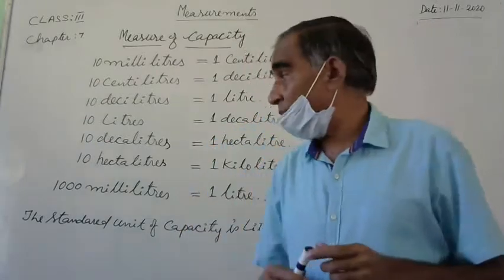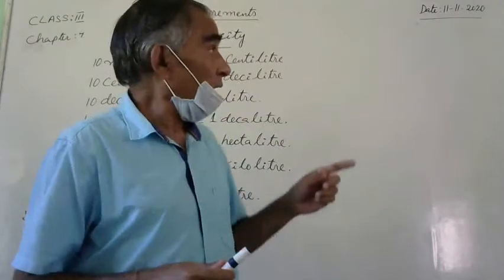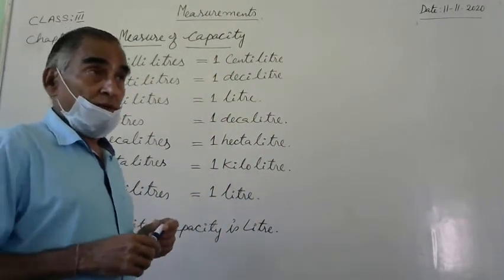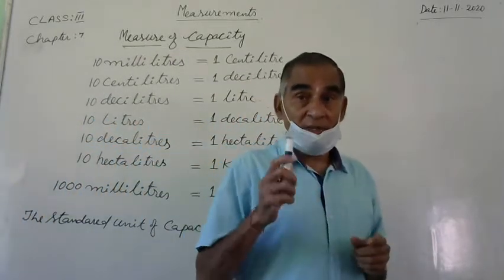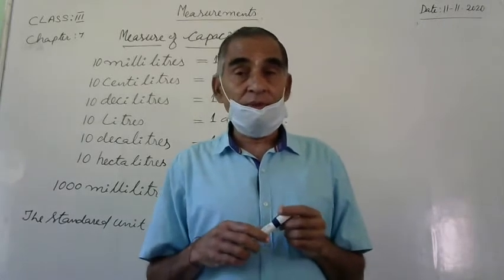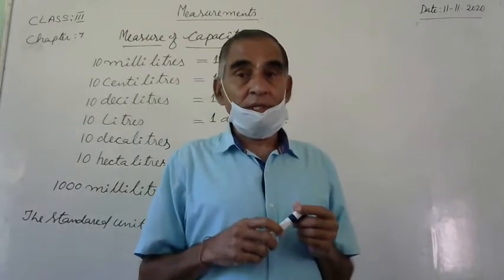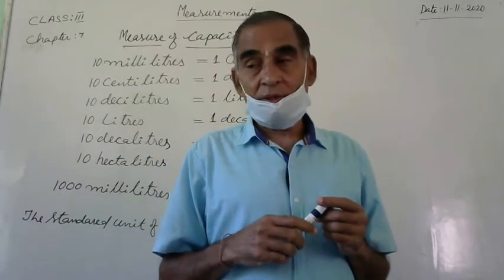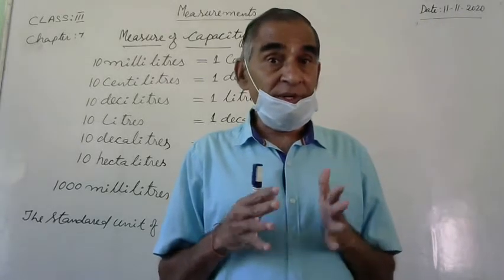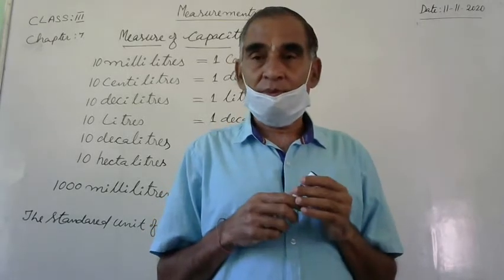You have to remember the three tables: measure of length, measure of weight, and measure of capacity. These three tables you have to learn by heart. At the same time, learn the multiplication tables: 2, 3, 4, 5, 6, 7, 8, 9, 10, 11 and 12. Being a class 3 student, you should first know at least 9 tables.